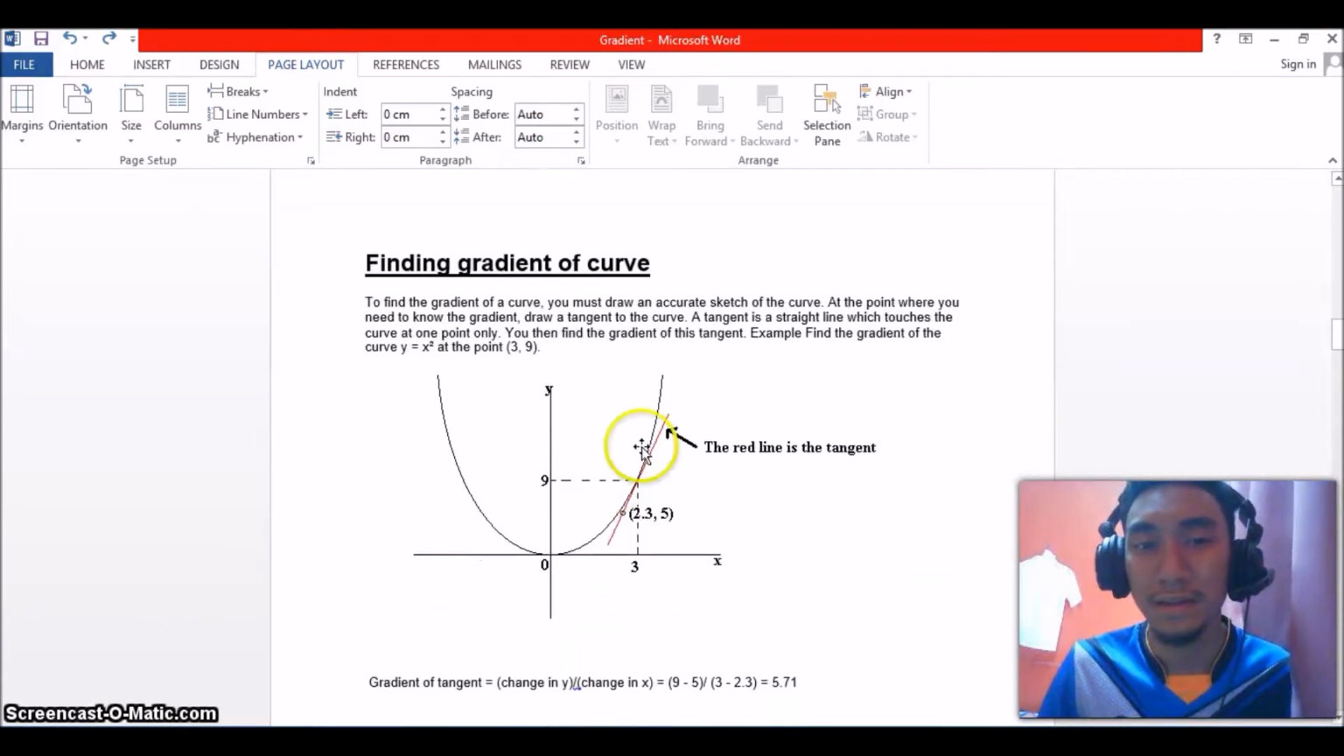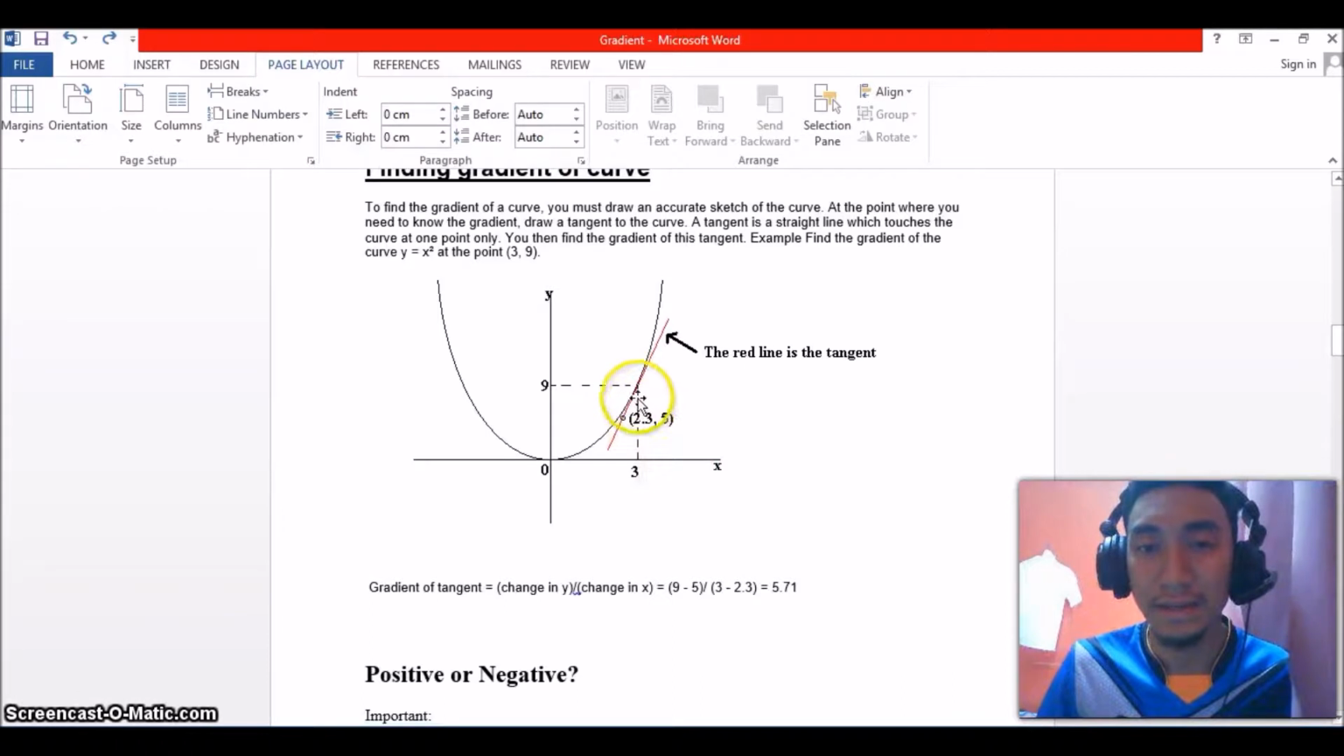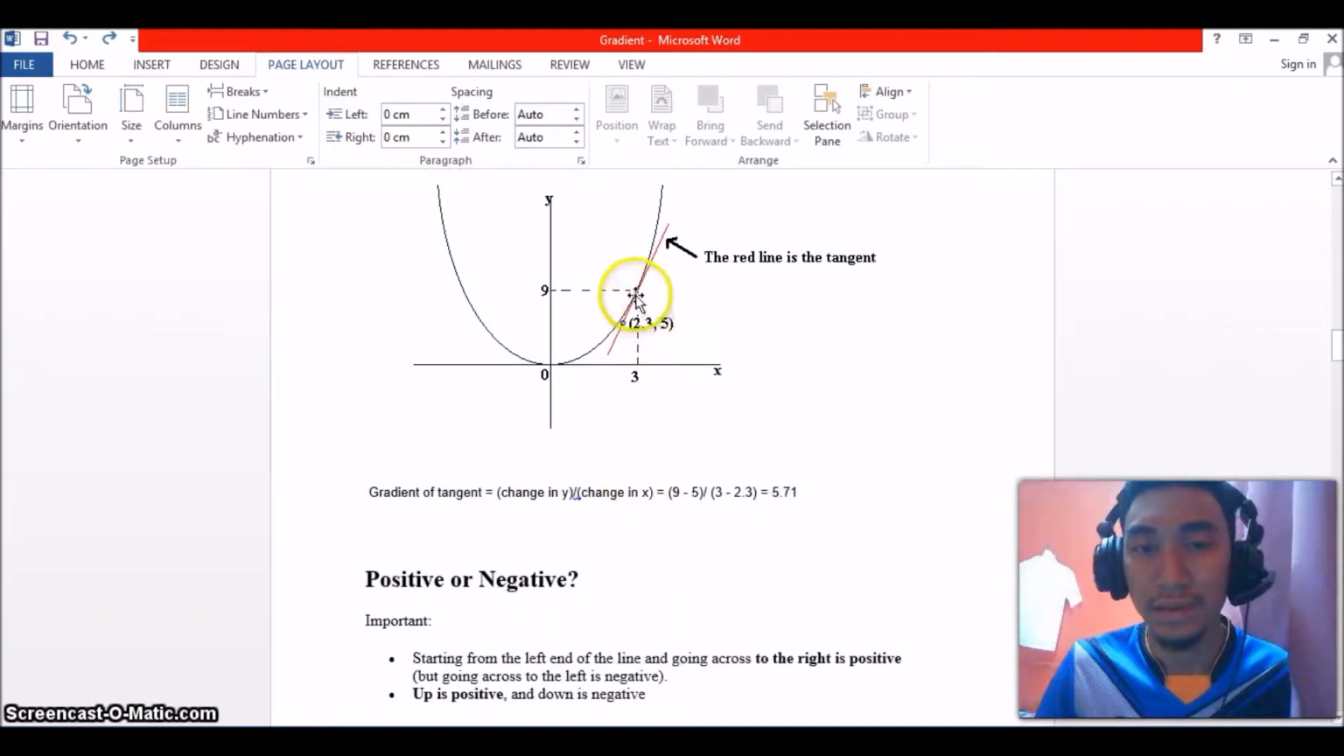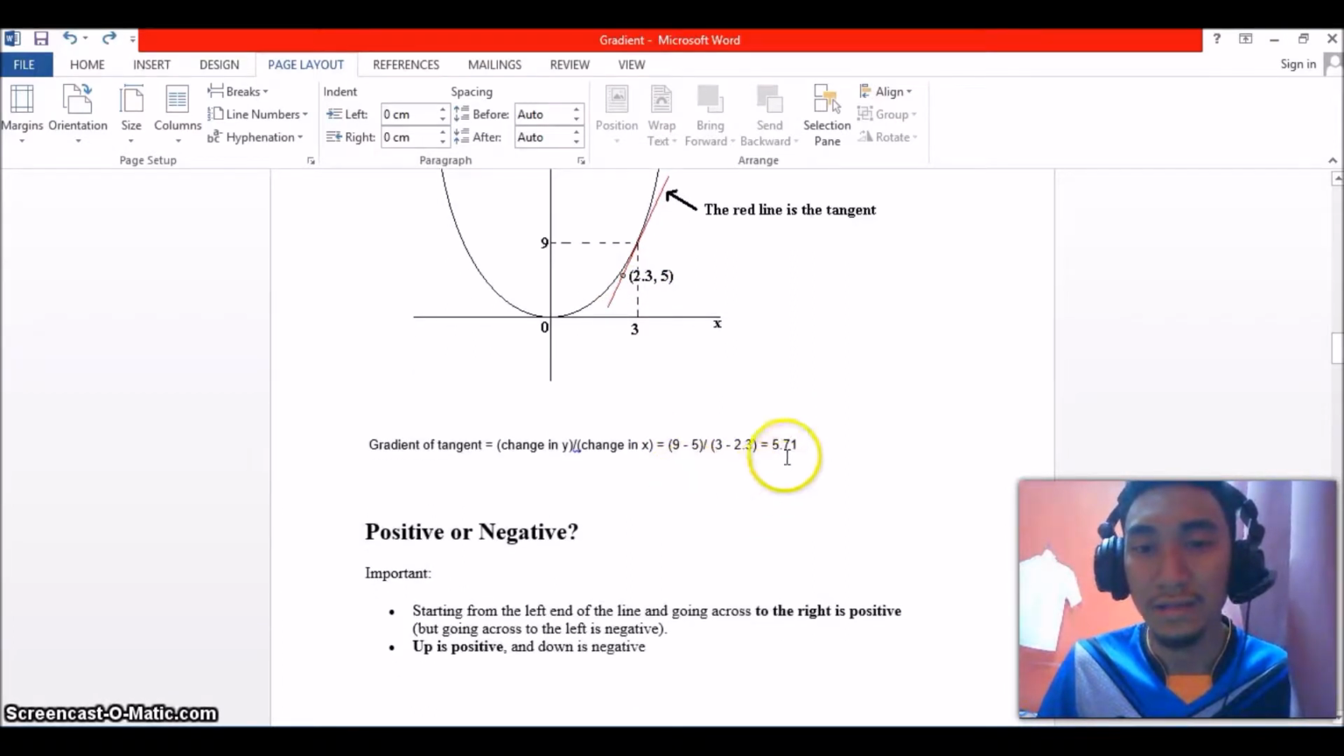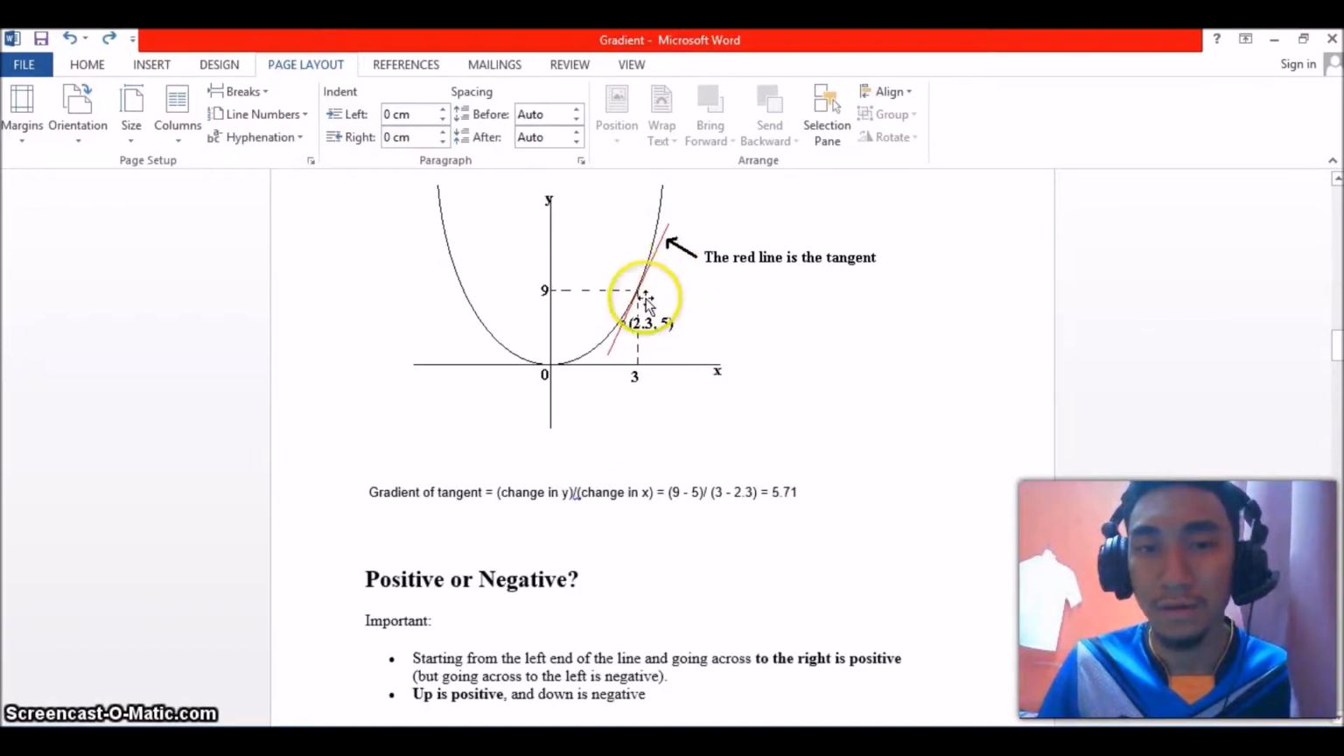To find the gradient of the curve, we must draw a line tangent to the curve. The line must touch the curve at one point. To calculate the gradient, we must get the change in y and change in x of this line. So the change in y is 9 minus 5 and the change in x is 3 minus 2.3. So we got the answer 5.71. So this is the gradient of the curve here.